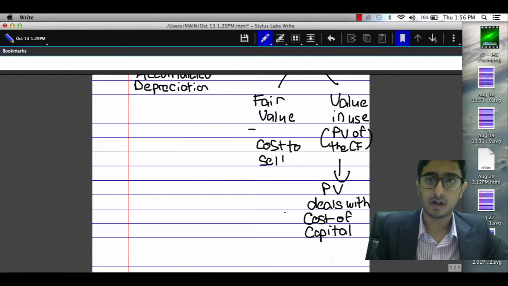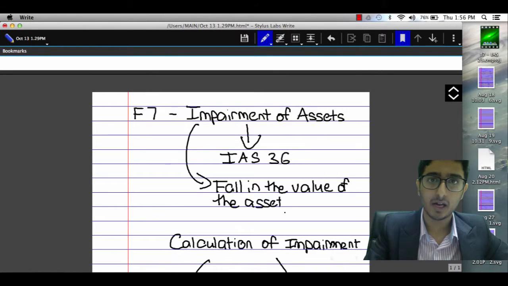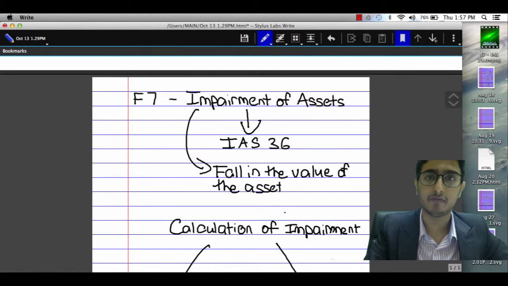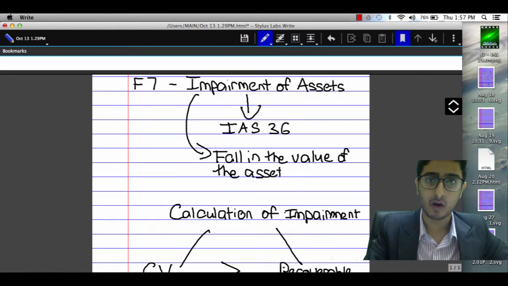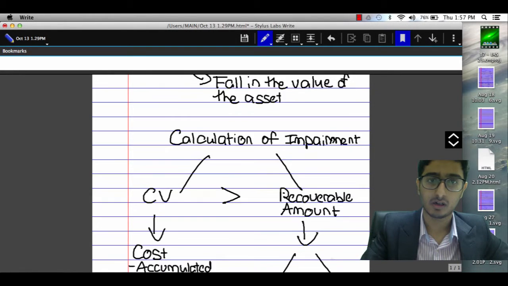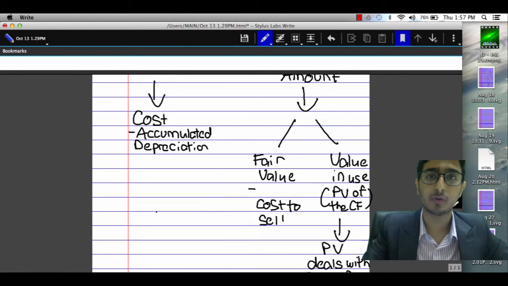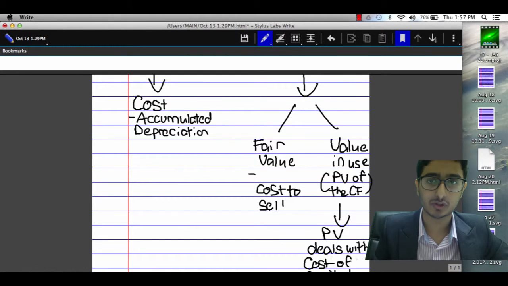Okay, now let me summarize what we have learned so far. Impairment of asset talks about a fall in the value of an asset. IAS 36 tells us that an impairment takes place when the carrying value of an asset is greater than the recoverable amount of the asset. We calculate carrying value as cost minus accumulated depreciation. Recoverable amount talks about two things: one is the fair value minus cost to sell, and the other one is the value in use, which is the present value of the cash flows.